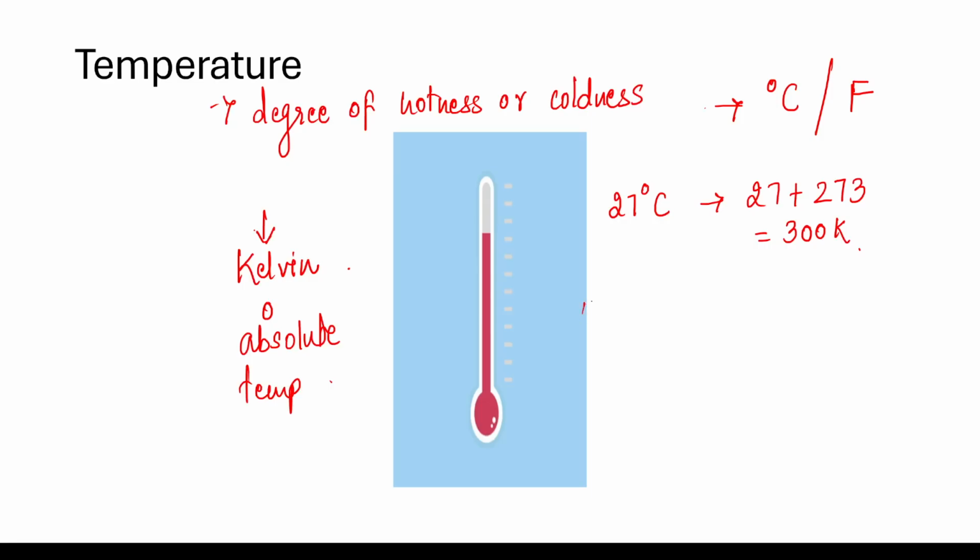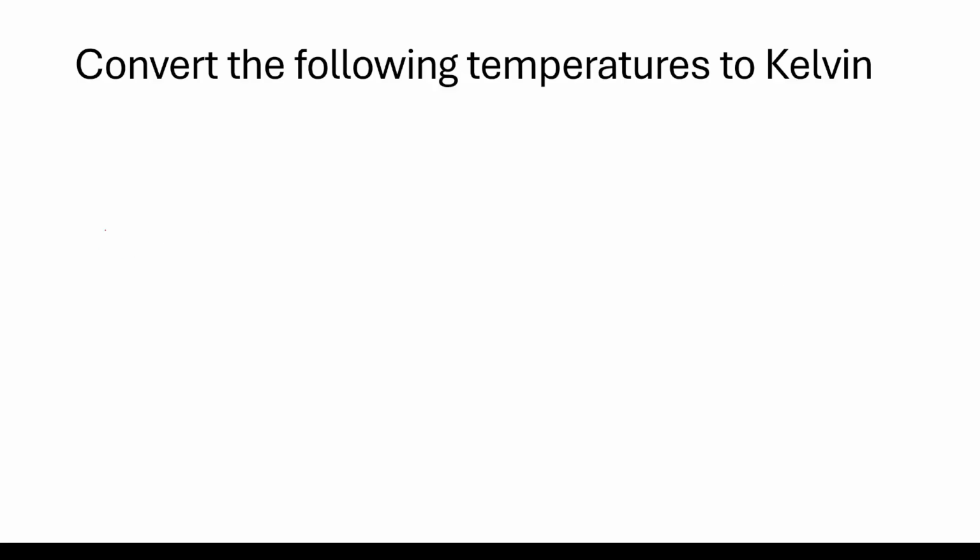So 0 degrees Celsius is 273 Kelvin. That's the conversion. If you want to convert degrees Celsius to Kelvin, add 273. Let's try some. Let's try and convert 10 degrees Celsius to Kelvin.